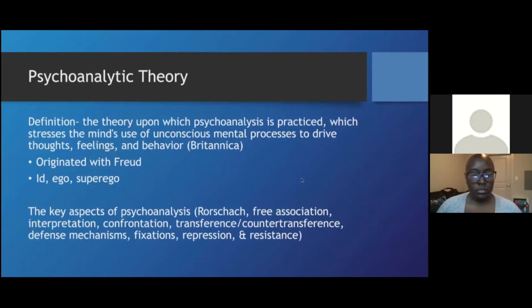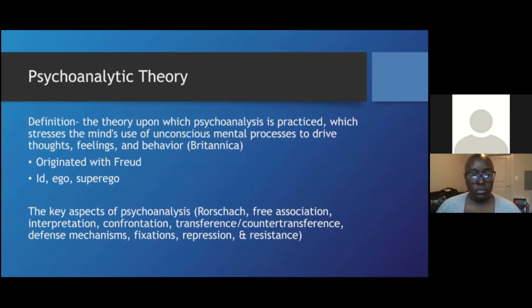So we'll move on to psychoanalytic theory. The definition of psychoanalytic theory is the theory upon which psychoanalysis is practiced, which stresses the mind's use of unconscious mental processes to drive thoughts, feelings, and behaviors. That's from Encyclopedia Britannica. It originated with Freud, but has grown and shaped a good amount since then.